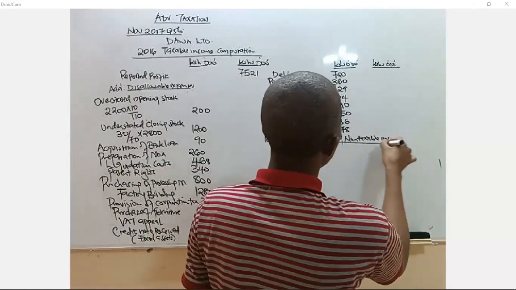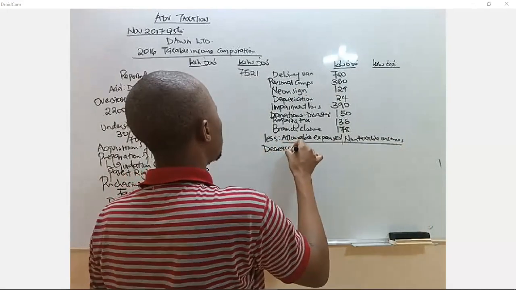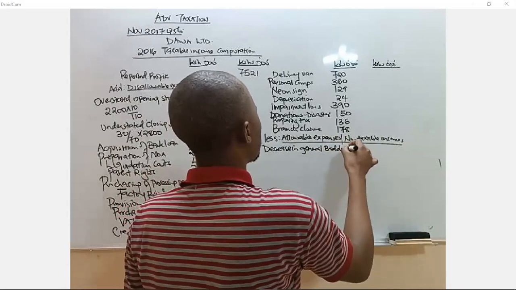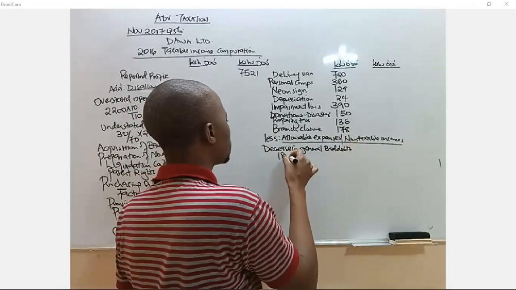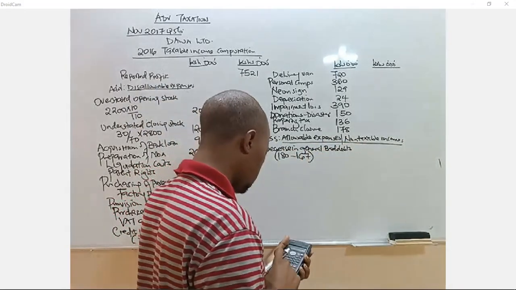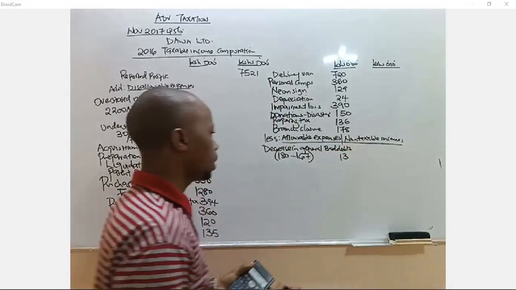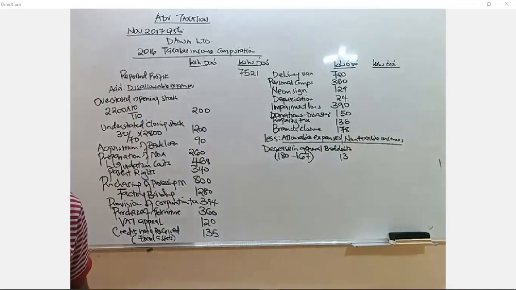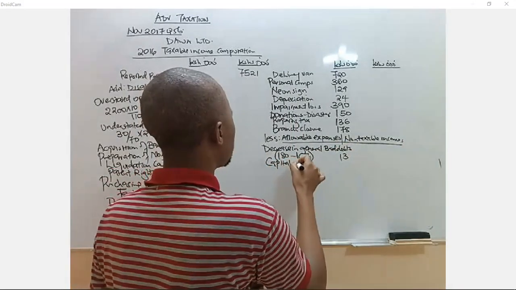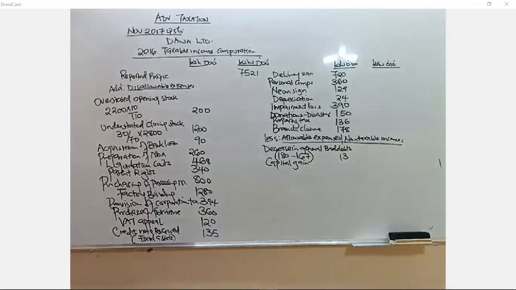Non-taxable incomes. We are going to start with the decrease in general bad debts. In our case, at the beginning it was 180, then at the closing it was 167. So 180 minus 167 amounts to 13. Then also we have some income which does not relate to the business. We have capital gain. The capital gain relating to the sale of assets, 468.